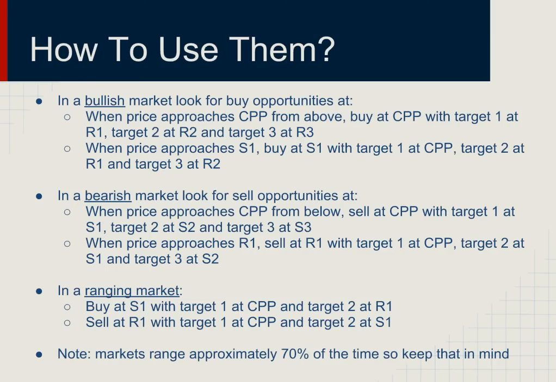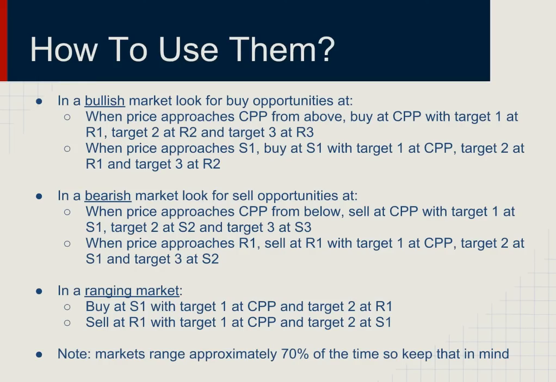So one thing to note is that markets range approximately 70% of the time, so it's very important to keep it in mind in terms of not expecting price to reach the targets you set. If it's a ranging day and you're expecting a target of R3, the probability of that happening is very low.